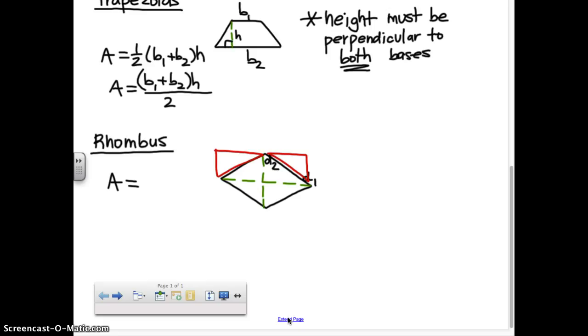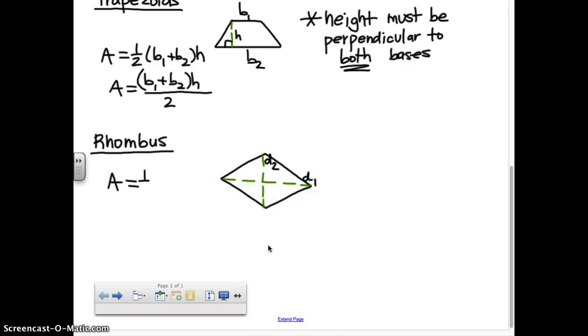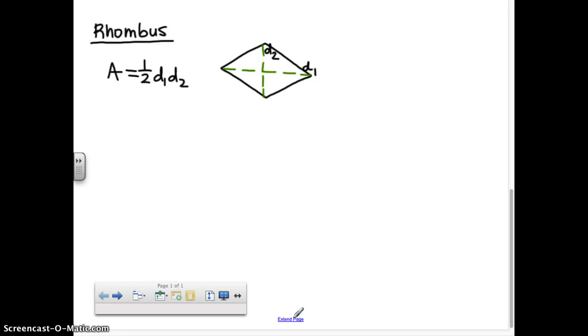So what we're going to do here, let's get rid of our little guys right here so we can see our original rhombus. Okay, we are going to do 1/2 of that D1 times the D2. Not a bad formula. Plug and chug, substitute in and go. Okay. The same thing works for kites, right?